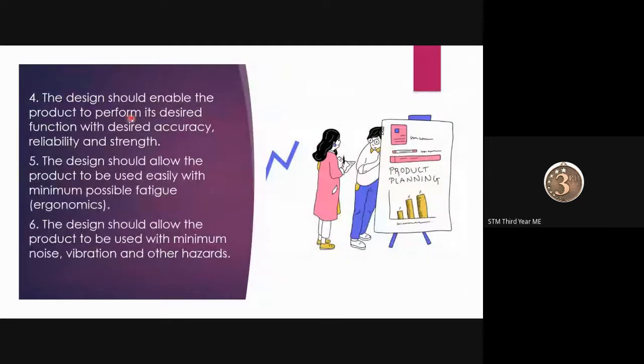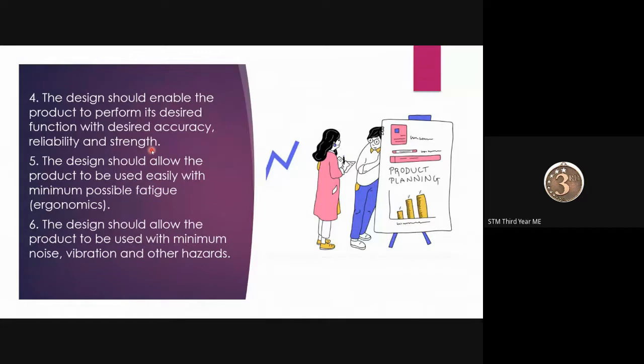The design should enable the product to perform its desired function with desired accuracy, reliability, and strength. So already the functions are stated on the basis of the customer. Once it is set, the product must perform that function. If you take the example of a chair, the primary function is sitting, and it must always satisfy that function. If you are sitting and the chair breaks, obviously the quality of the product is low and it is not performing the desired function.